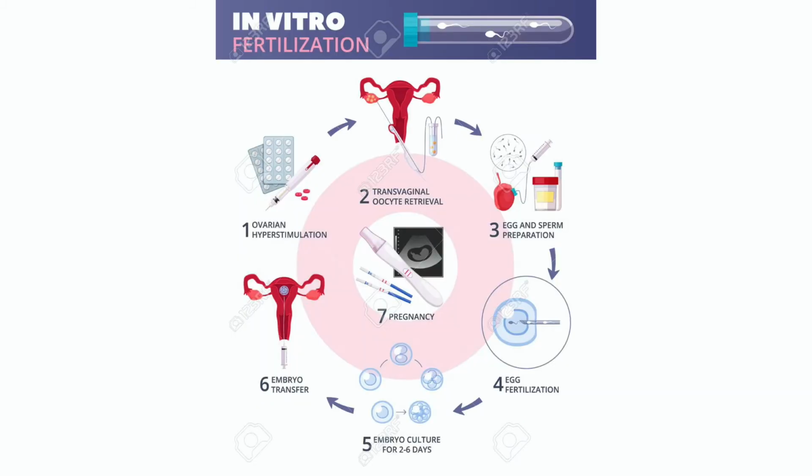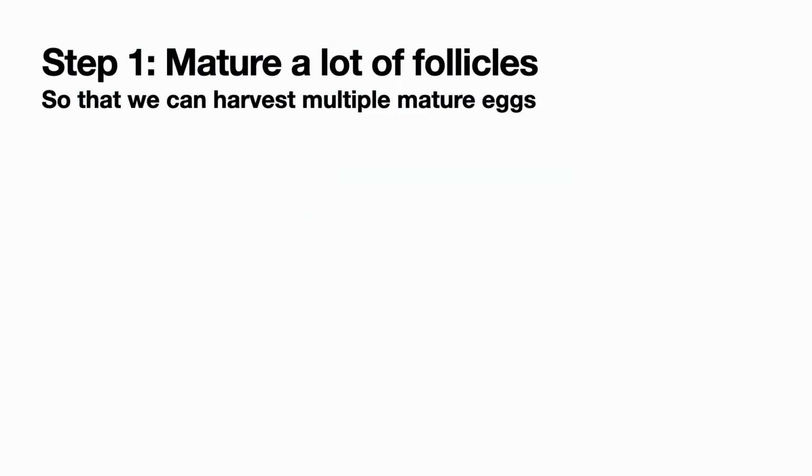Instead, IVF looks more like this. There's lots of steps. Ovarian hyperstimulation, transvaginal oocyte retrieval. We're going to go through this step by step and reinforce the roles of different reproductive hormones in the process. The first step is we need to mature a lot of follicles so that we can harvest multiple mature eggs. Sometimes around like a dozen eggs are harvested, so we need to get a lot of follicles going.